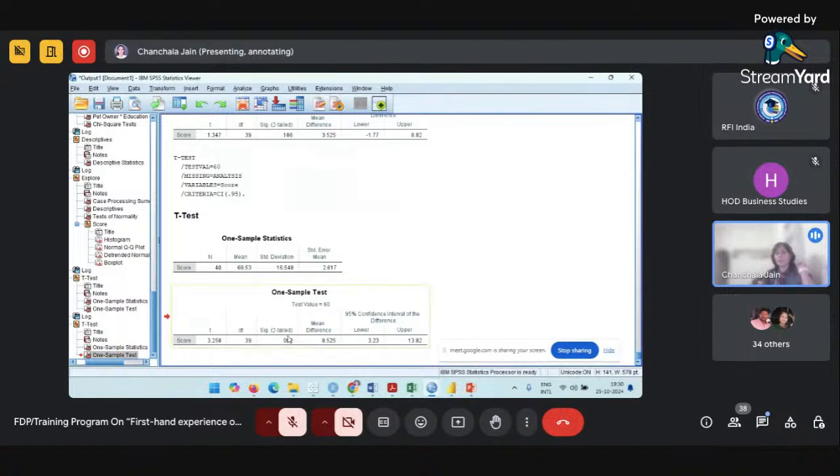If it is 0.002, what conclusion will we draw? We will reject the null hypothesis. Very correct. We are going to reject the null hypothesis and we can conclude there is a significant difference in the population mean score and the sample mean score.